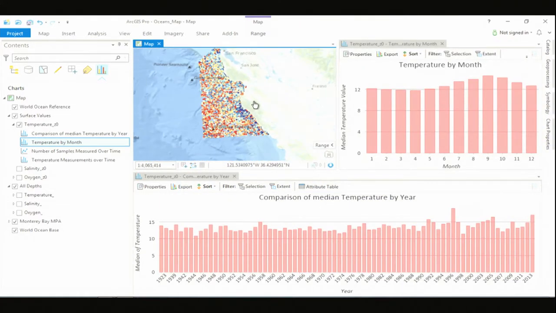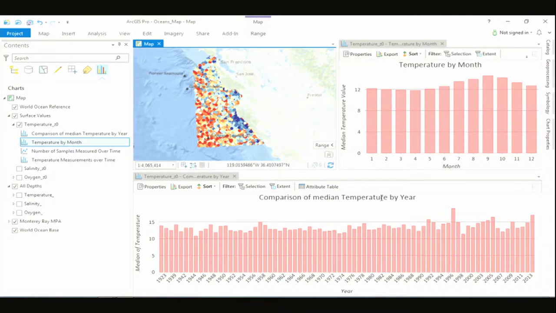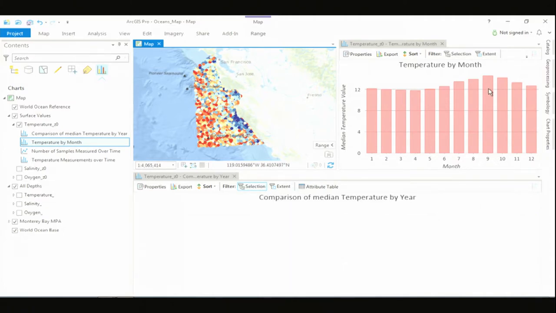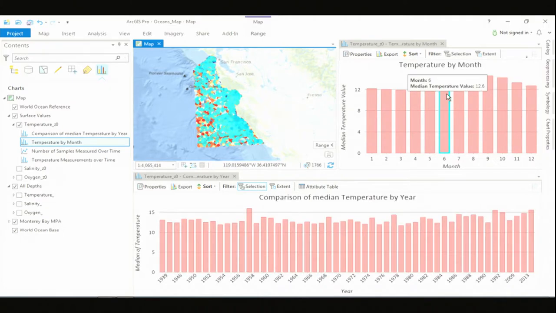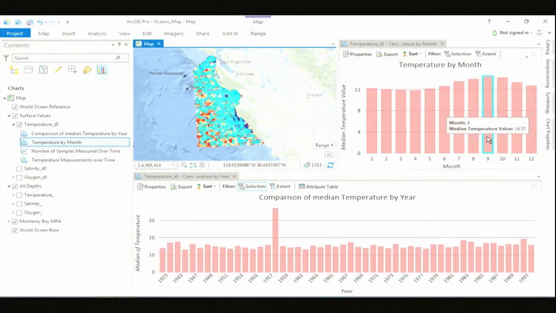One thing that I can do is filter these interactive charts. I want to see if these warmer months have been changing year to year. So I'm going to filter the year chart by selection and then make selections in the month chart so I can take a look at how June has changed year to year, or September.